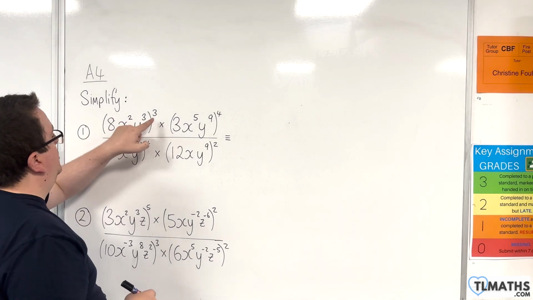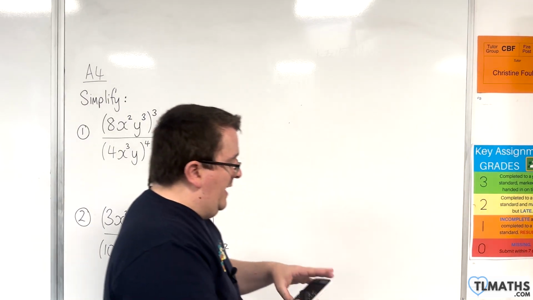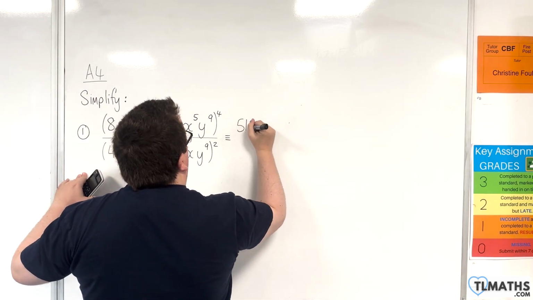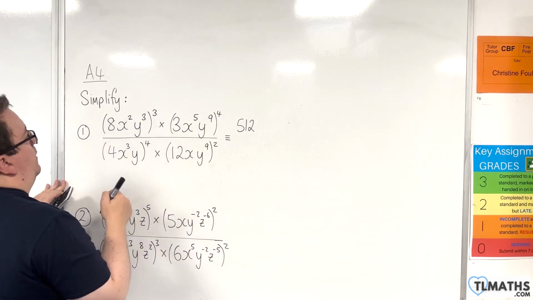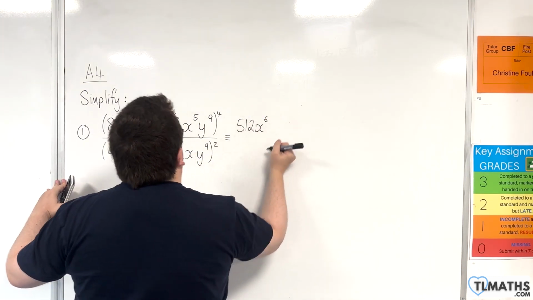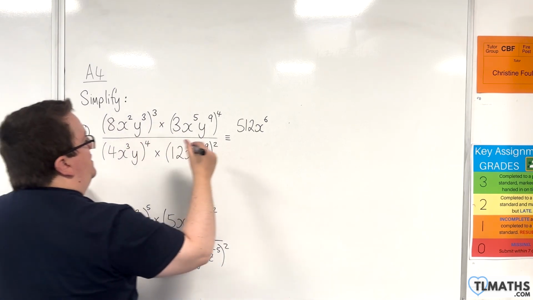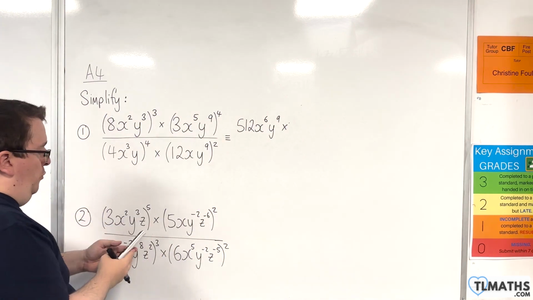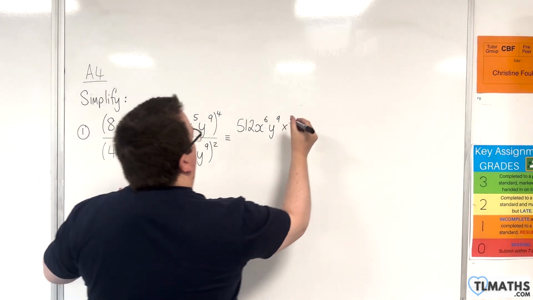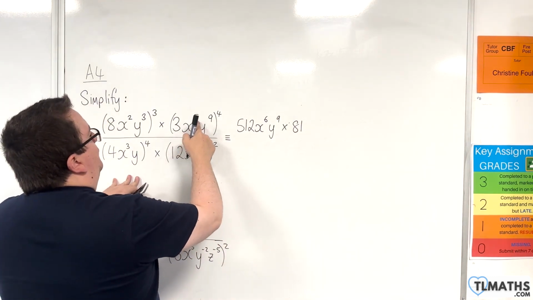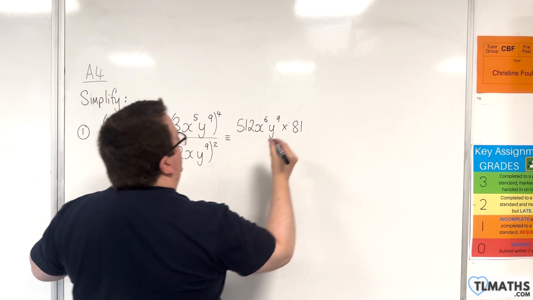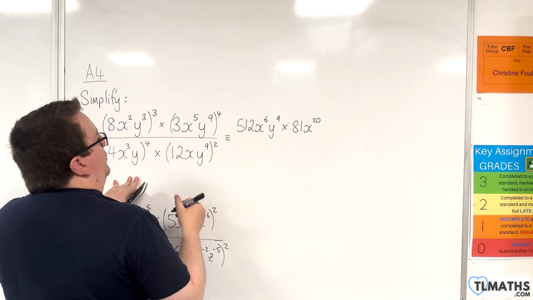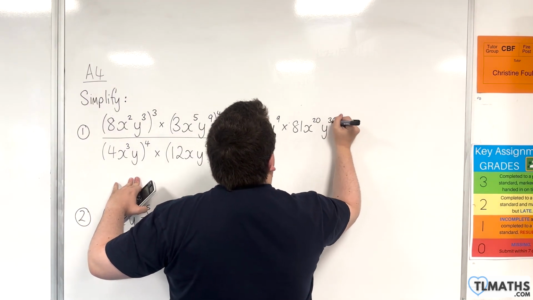So we have 8 cubed. Don't be afraid to use your calculator with these. 8 cubed is 512. We've got x squared cubed, so x to the 6. And then y cubed cubed, so 3 3s are 9. Then we have 3 to the power 4, which is 81. x to the 5 to the power 4, 5 4s are 20, so x to the 20. Then y to the 9 to the power 4, 9 4s are 36, so y to the 36.